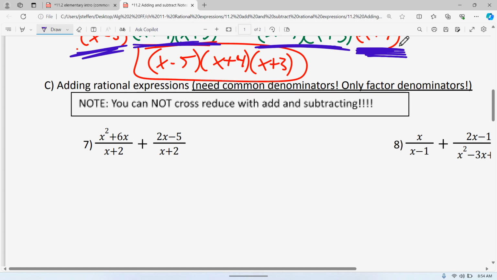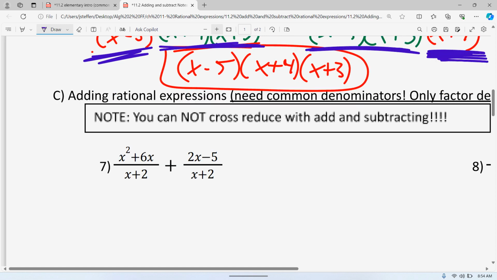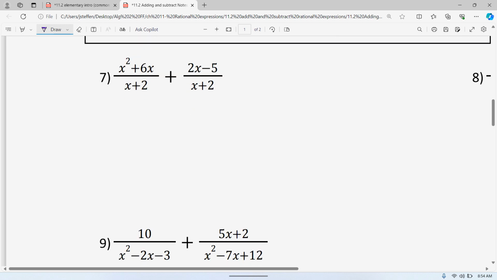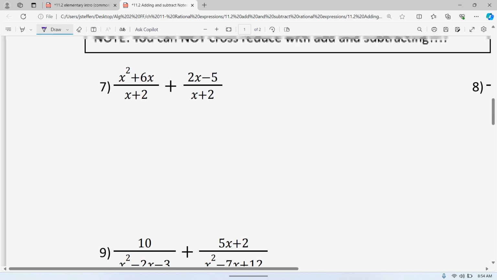They already have a little easier. They already have common denominators. Hold on, let me see what this box says.